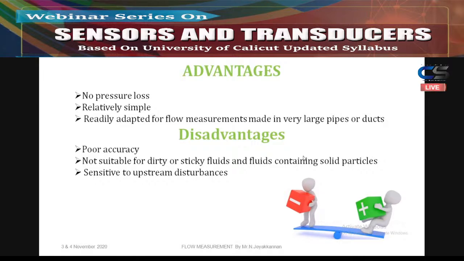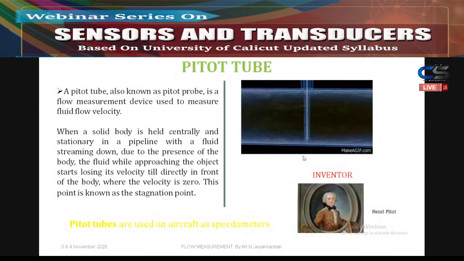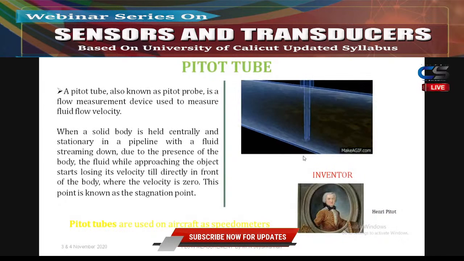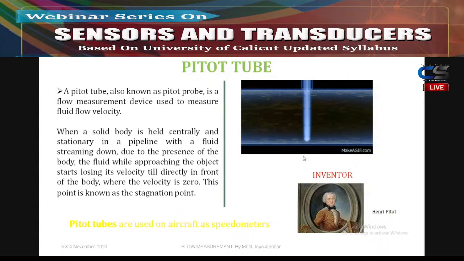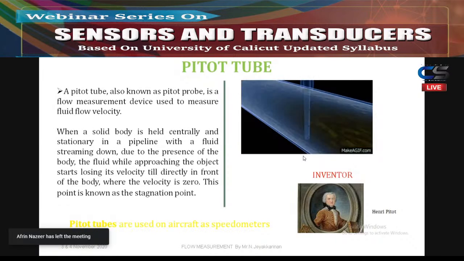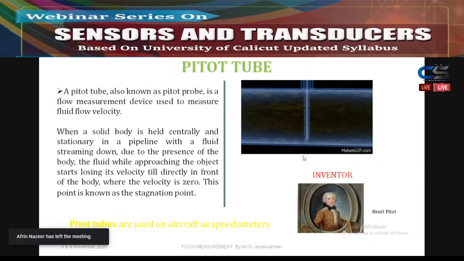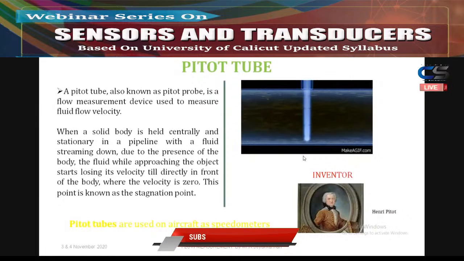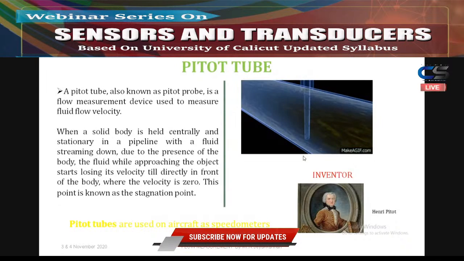The next thing I am going to talk about is pitot tubes. If you want to make a fluid flow measurement, we go for a pitot tube. How do we measure with a pitot tube? When a solid body is held centrally and stationary in a pipeline, due to the presence of the body, say for example there is one pipe in which the liquid is going continuously, and you give some disturbances in the pipe, for example putting some solids in the pipe, what about the flow?